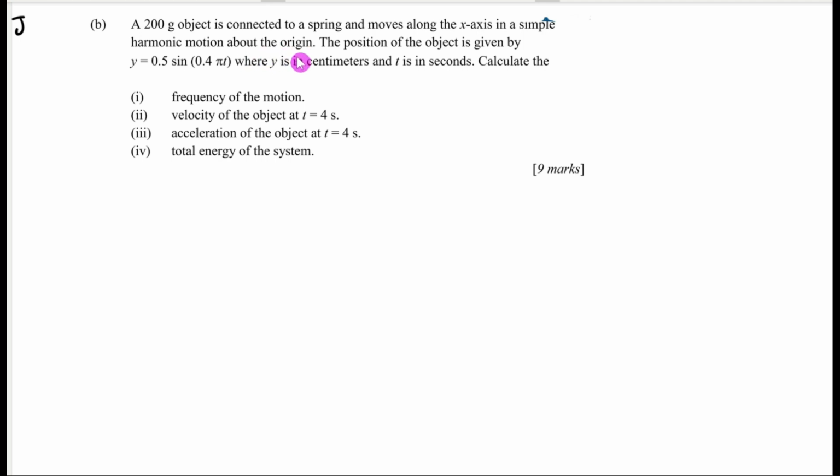Alright, about the origin, the position of the object is given by the equation of the simple harmonic motion, where y is in centimeters and t is in seconds. So make sure awak tengok pada unit dia lah. Y is in centimeters and t is in seconds. Okay, so this is the equation of the simple harmonic motion.